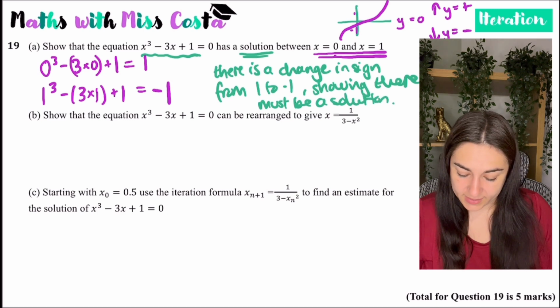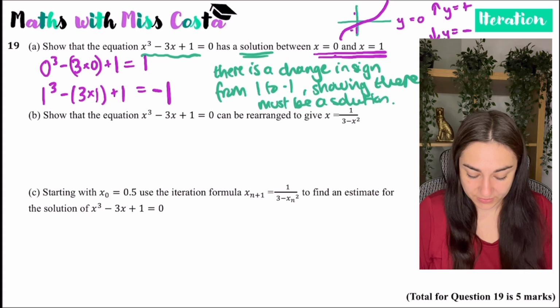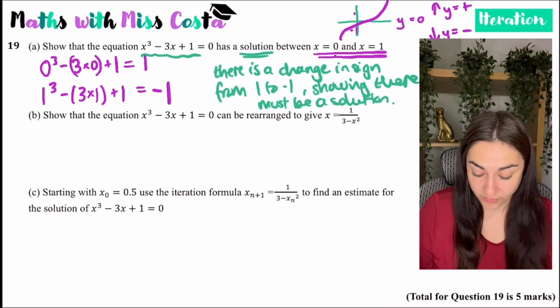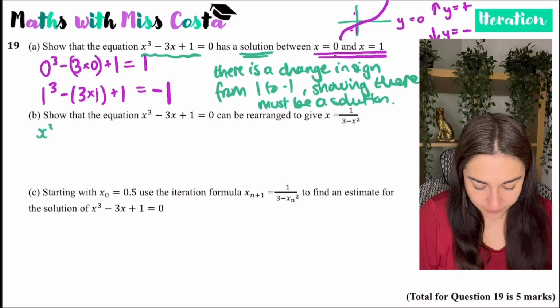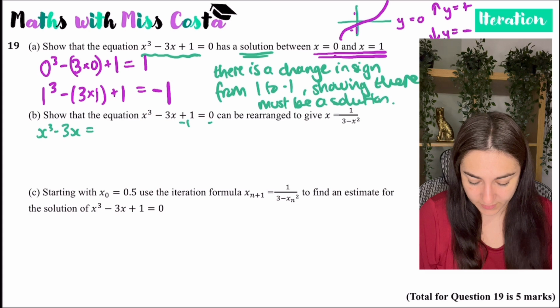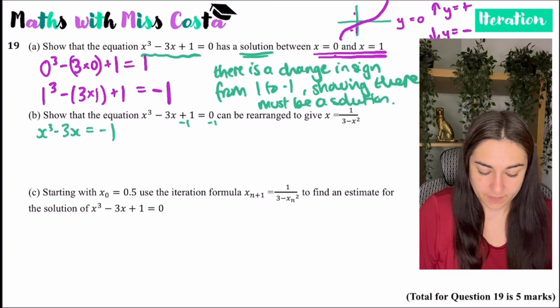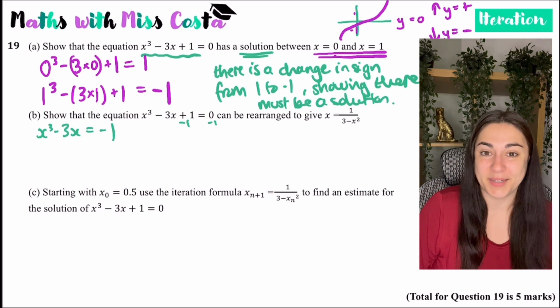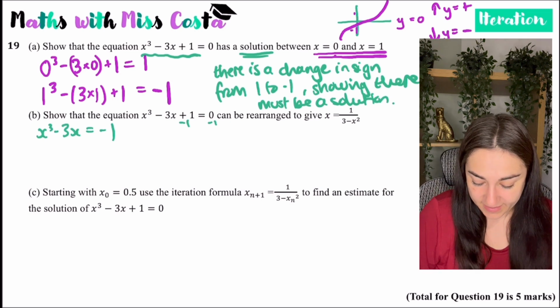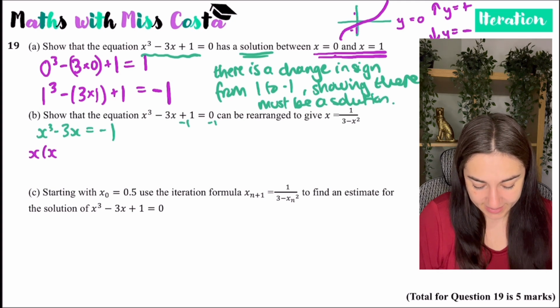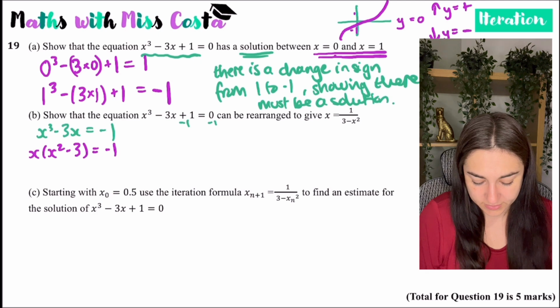Okay, for the next part, it's just a simple rearranging. Now, you need to show that the equation x cubed minus 3x plus 1 can be rearranged to give the equation they want. So let's have a go. So x cubed minus 3x, I'm just going to subtract 1 from the get-go, is minus 1. Don't panic if you see a negative, because there's a trick we can use at the very end. Then I know that they want to have an x squared, so I'm going to need to factorize that to get x out. So x squared minus 3 is going to be equal to minus 1.